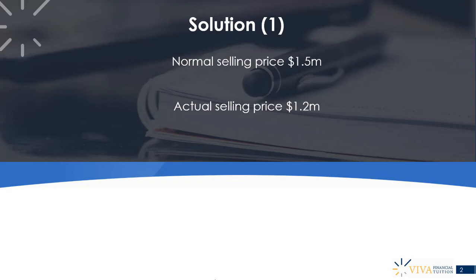1.2 divided by 1.5 is 80%, so we're offering a 20% discount here. If we're offering a 20% discount, what IFRS 15 says is that discount has to be allocated across all of the things that we're doing, the services that we're providing. Put it in accountancy speak, allocate the discount across the performance obligations.